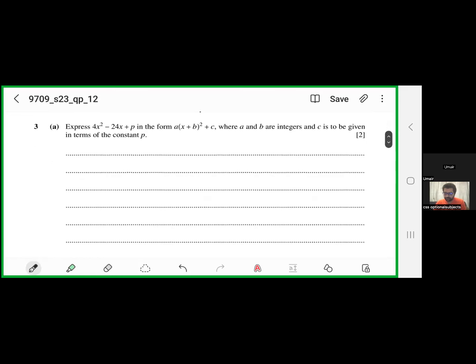Question number 3. Express 4x square minus 24x plus p in the form a(x plus b) whole square plus c, where a, b are integers and c is to be given in terms of the constant p. Okay, so let us write this. This is 4x square minus 24x plus p.